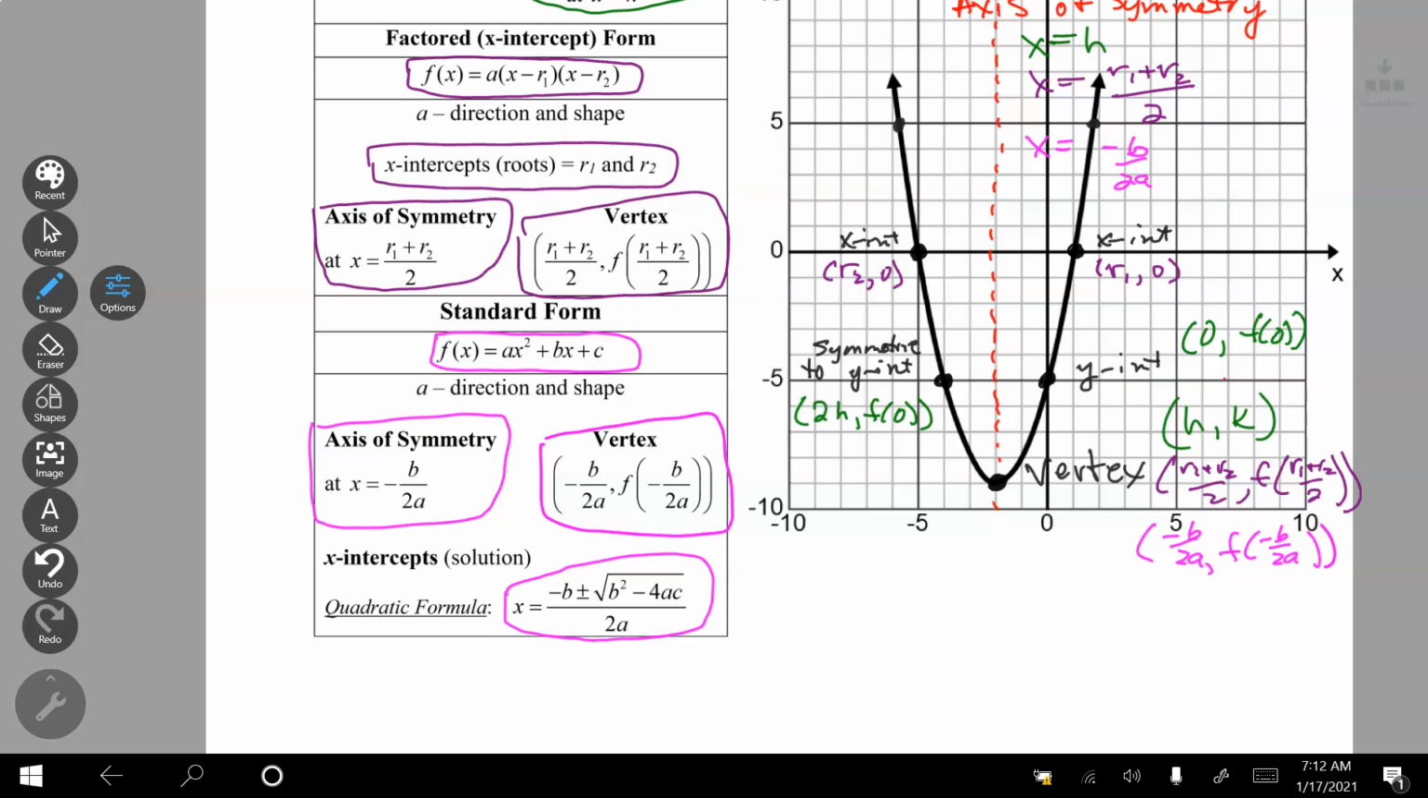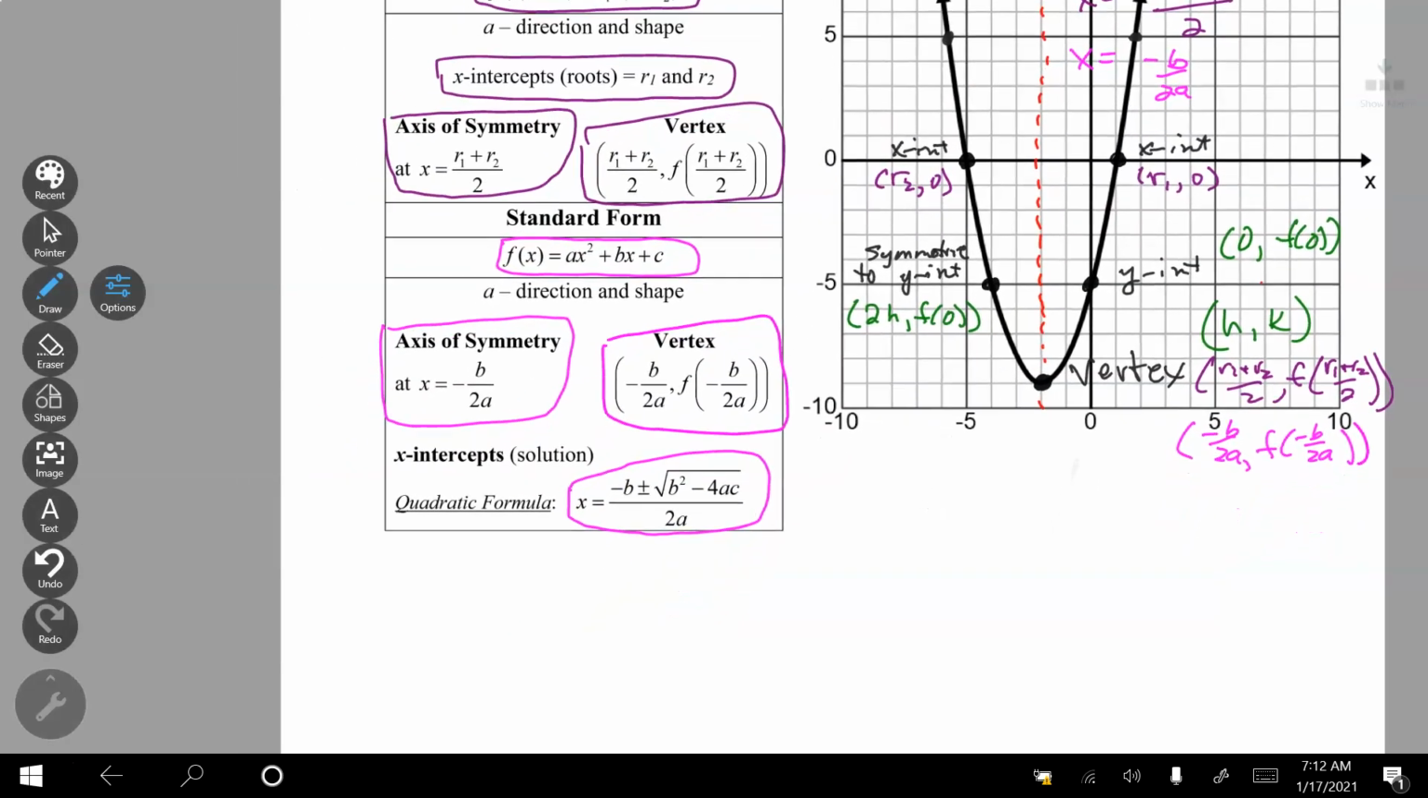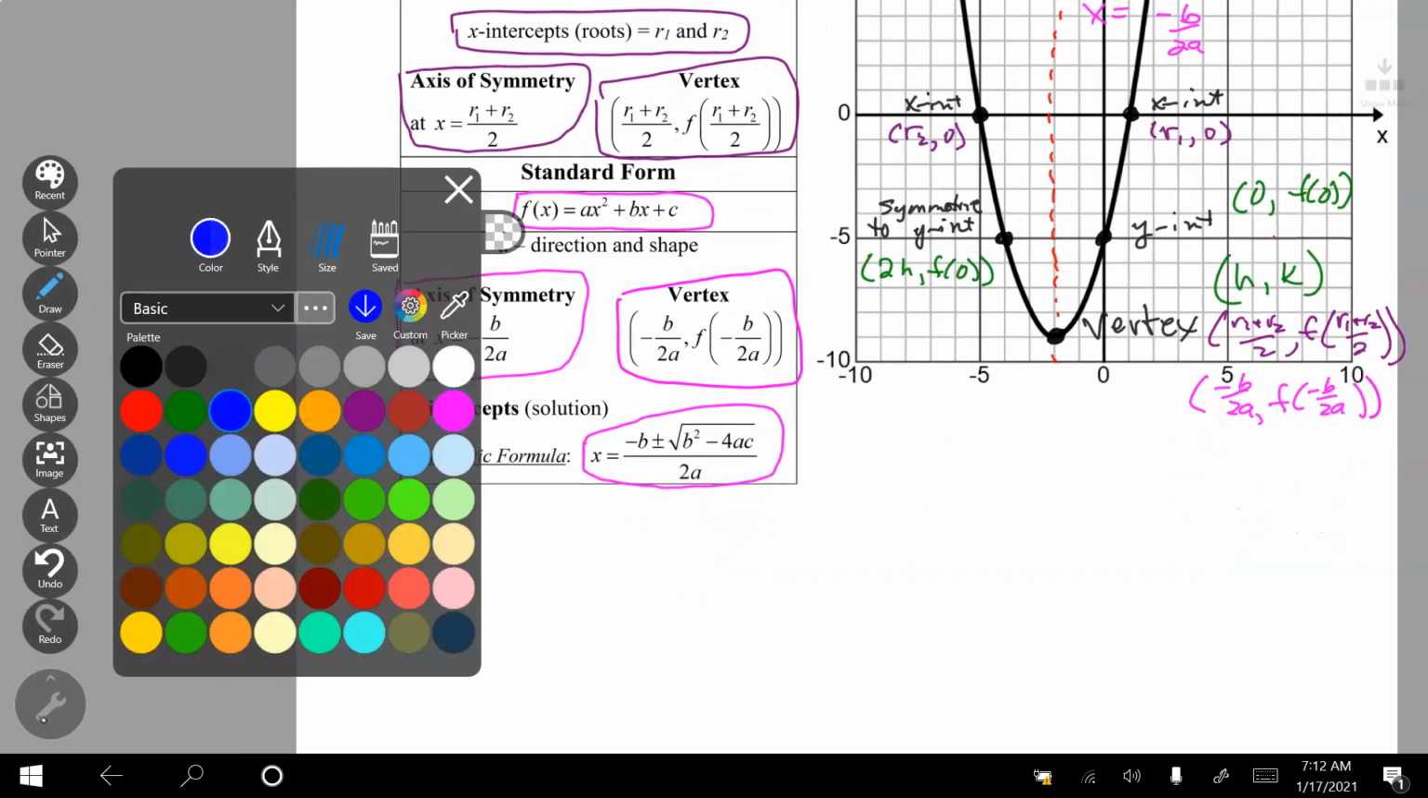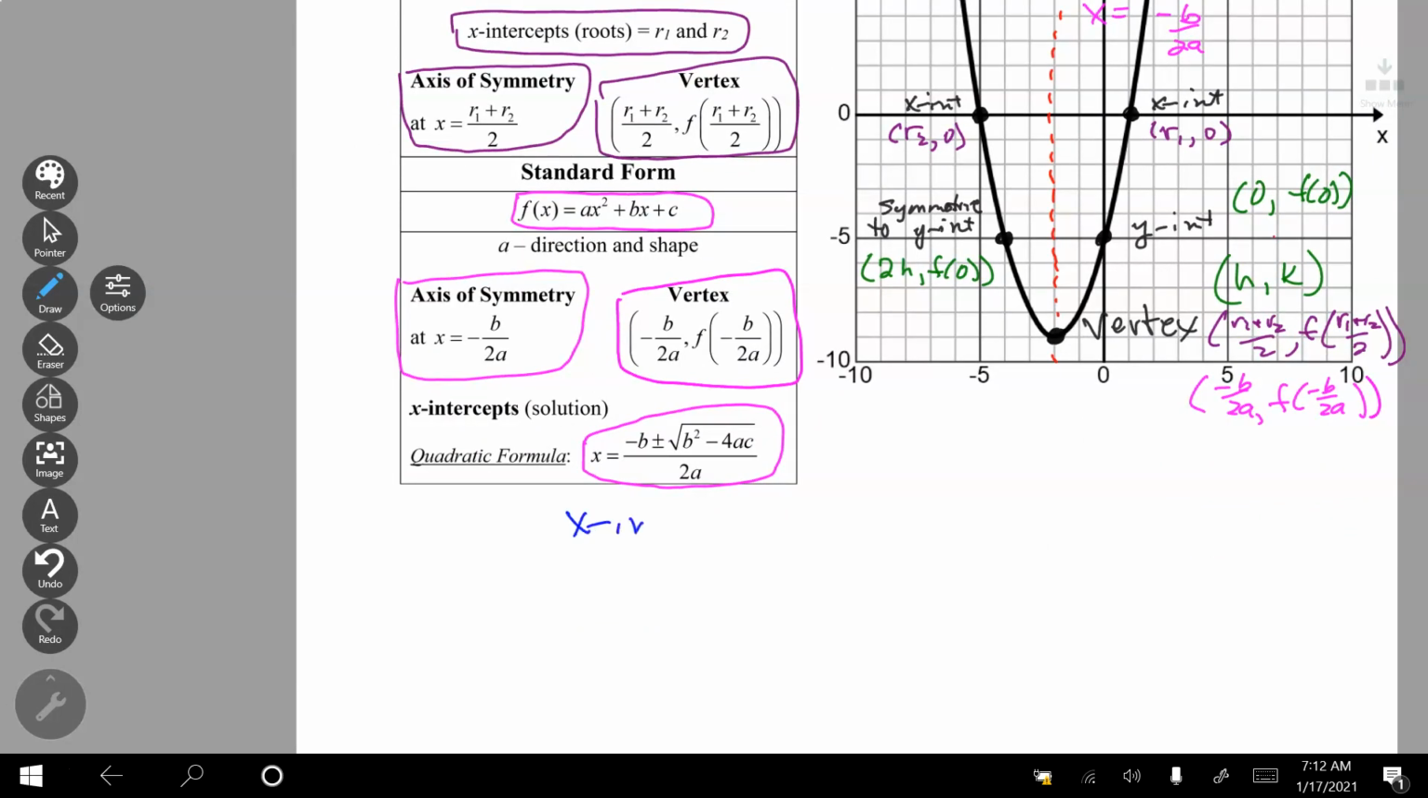Okay, so I've used some words synonymous here. Let me write this down at the bottom. I'm going to use blue. We talked about x-intercepts. I also called it a root. Another name for it is called a zero, because that's where y equals 0. These are all synonymous. And once in a while, we call it the solution when we're solving a quadratic equation. These are all synonymous words. They all mean each other.